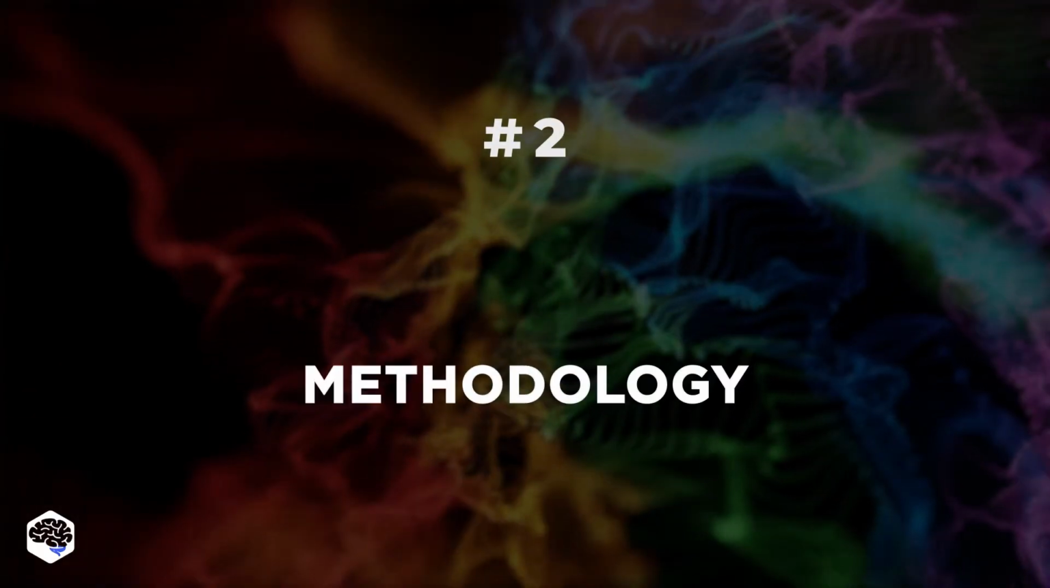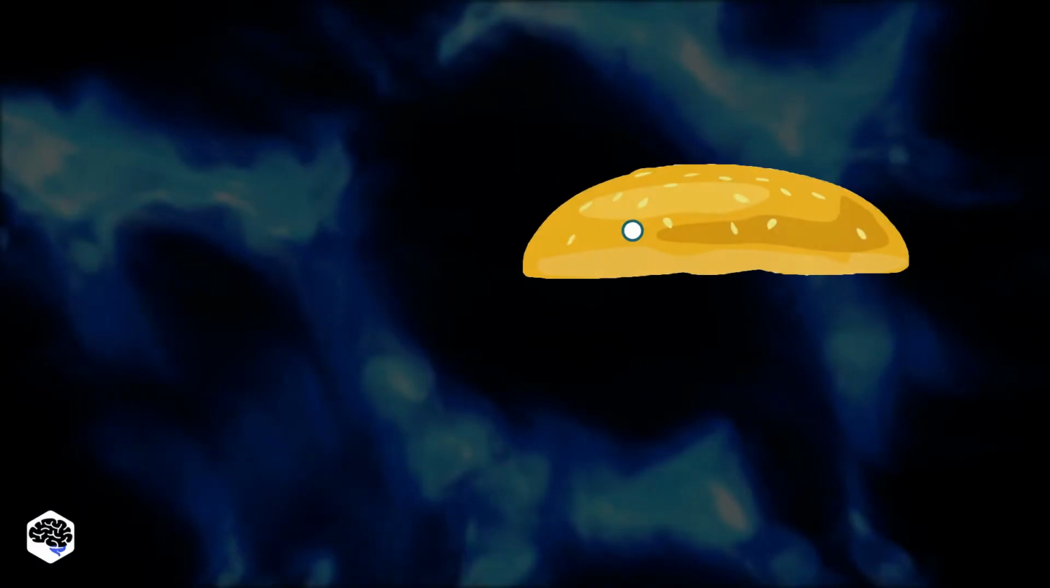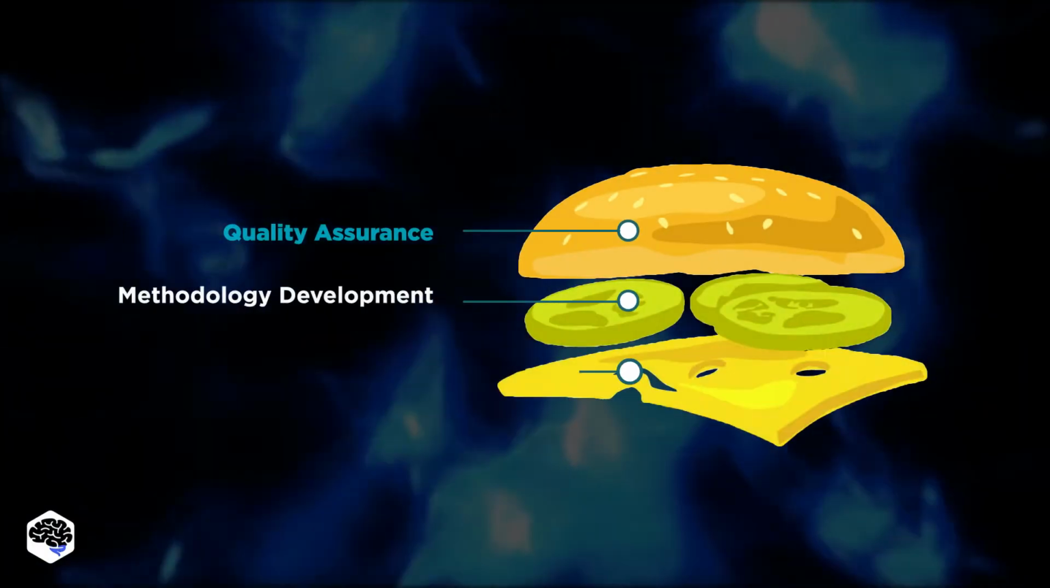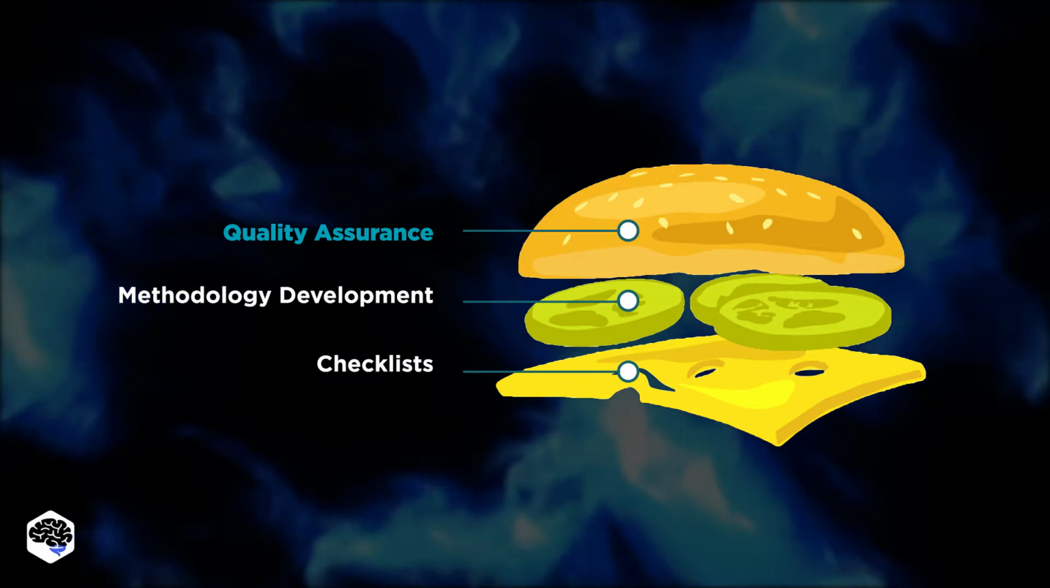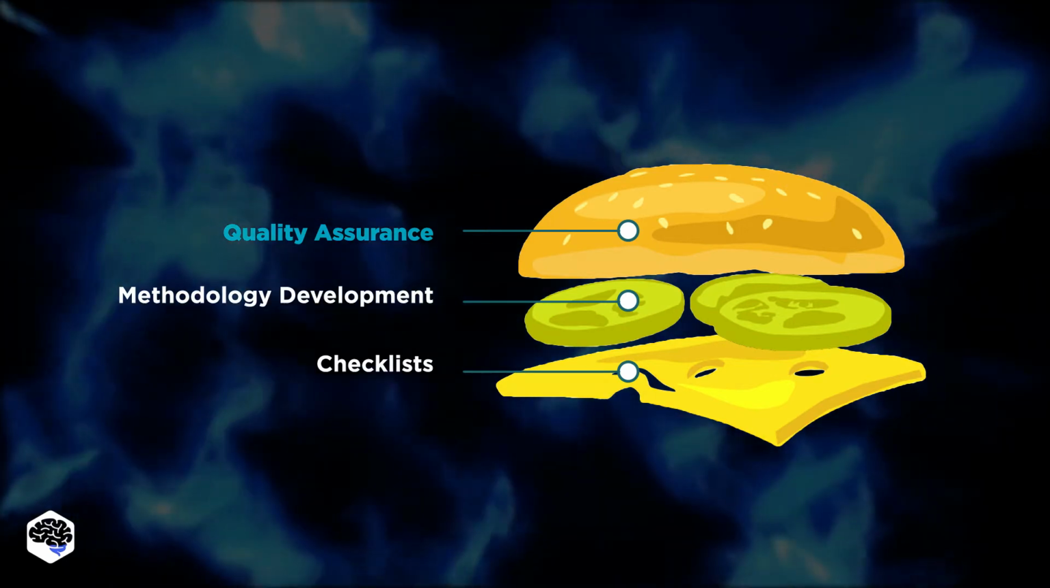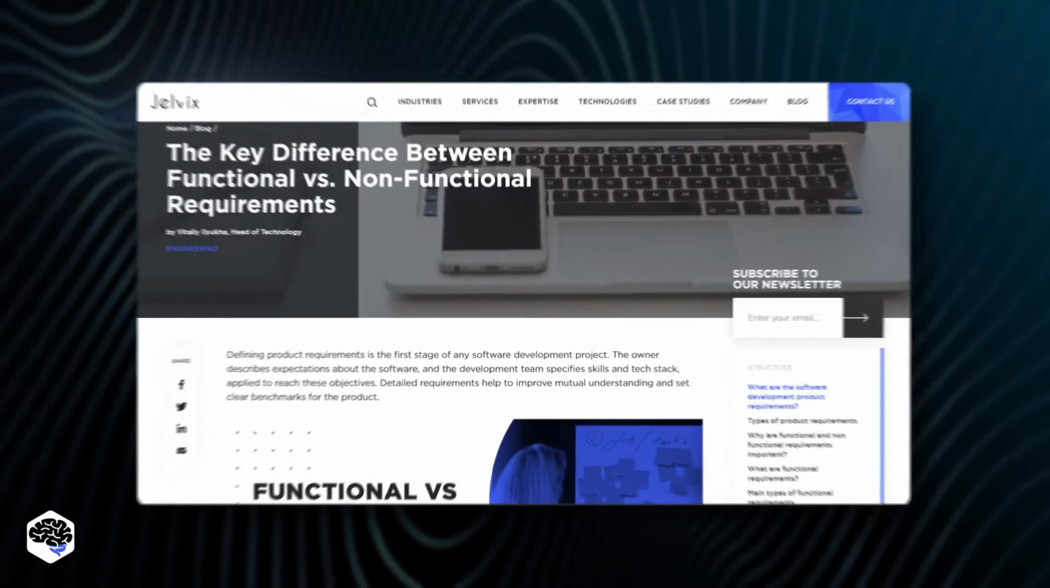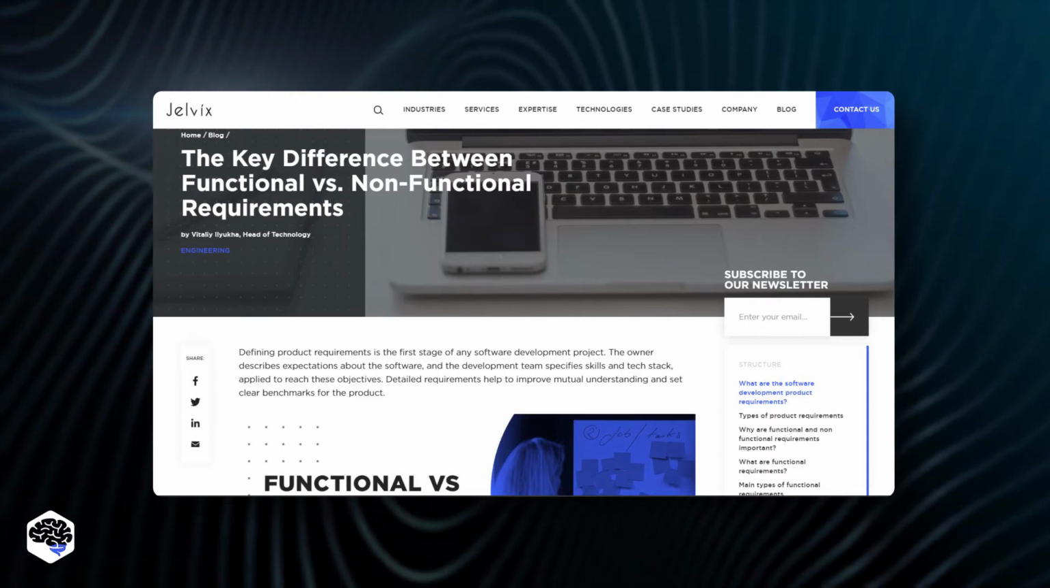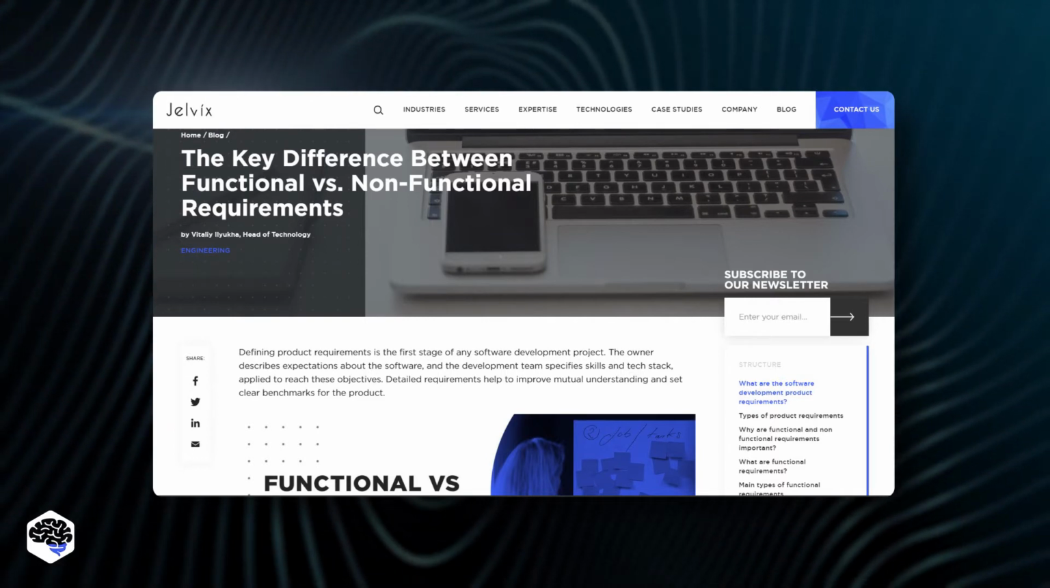2. Methodology. Quality assurance methodology analyzes the development process, defines product requirements, and defines user expectations. Do you want to know the difference between functional and non-functional requirements to set clear benchmarks for your product?